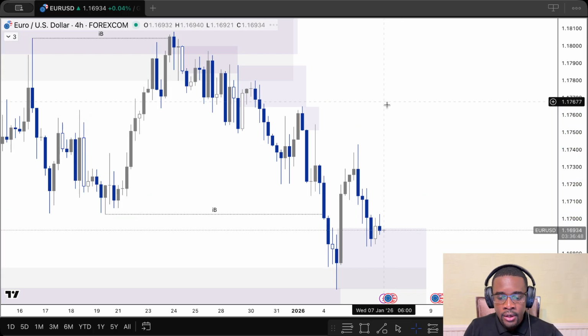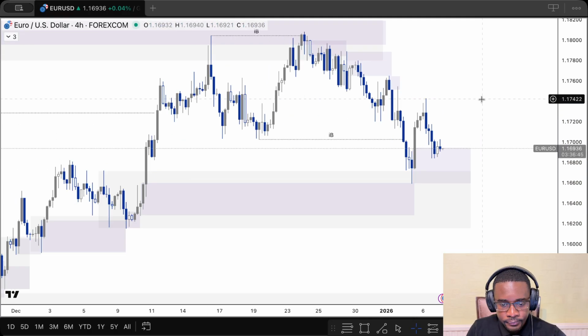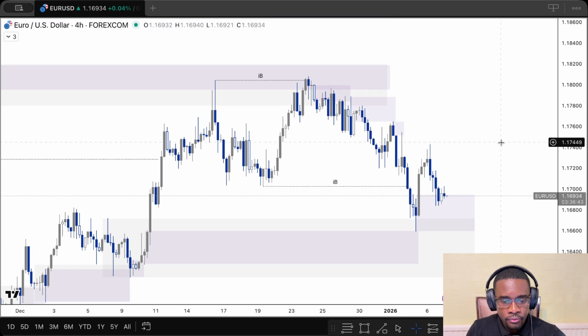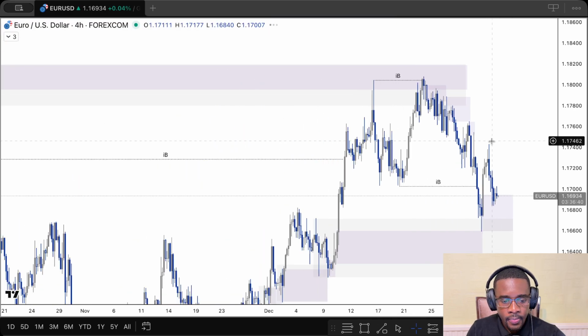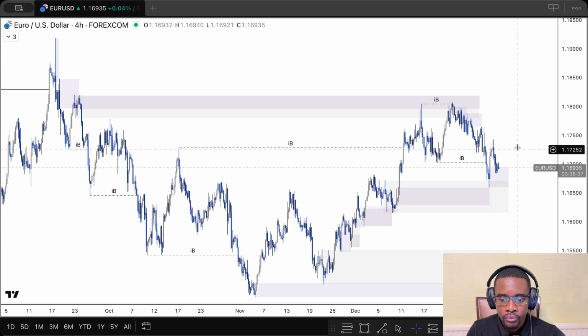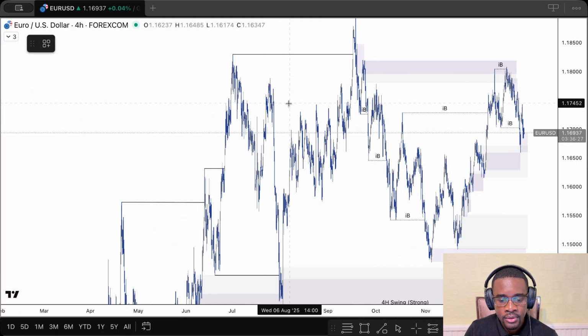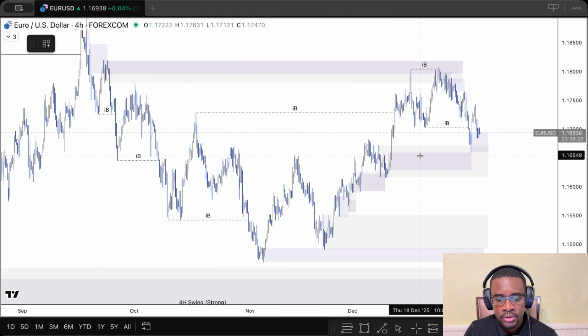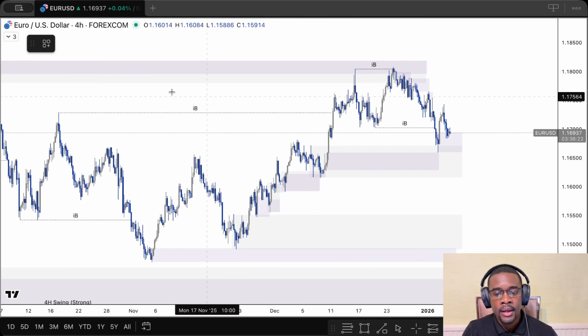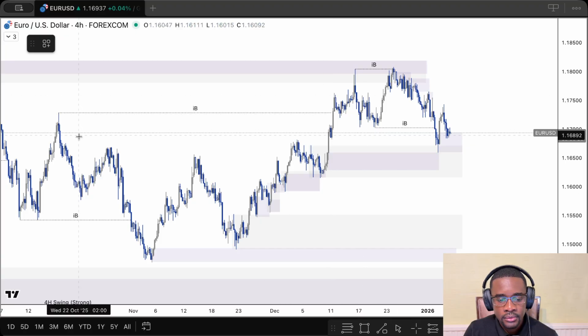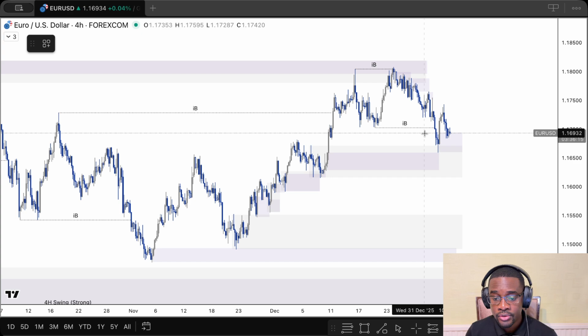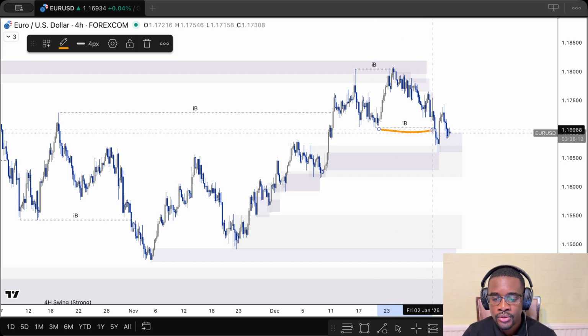Then when we look at the 4-hour, whilst our swing trend is bullish, our last swing break of structure is bullish, and our internal was bullish. However, it switched bearish just there. This is where we switched bearish.